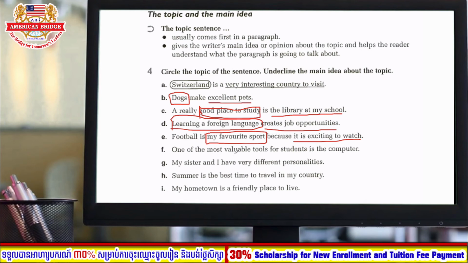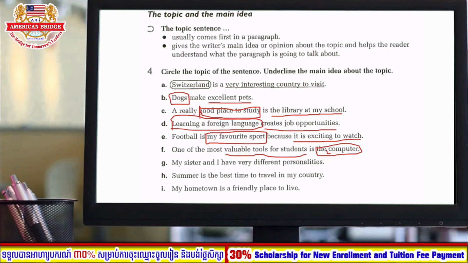One of the most valuable tools for students is the computer. So what is the topic? Sure, the computer is the topic. As you can notice here, the topic can come at the end of the sentence. So this topic is about the computer. To describe the computer, it's considered as one of the most valuable tools for students in terms of education.